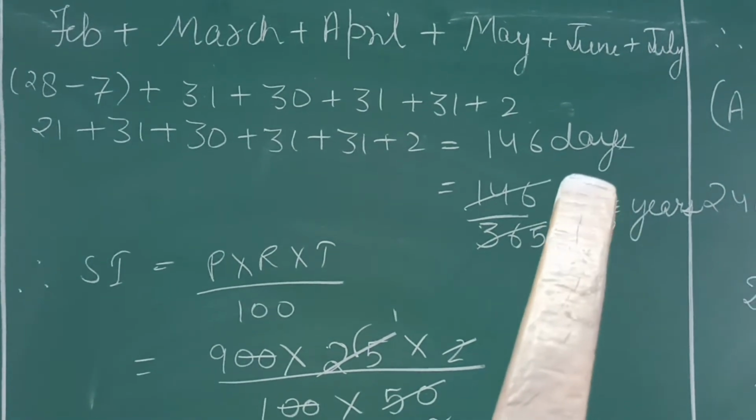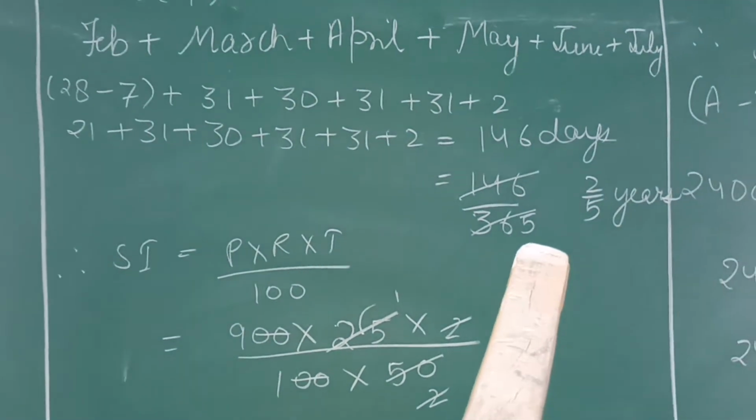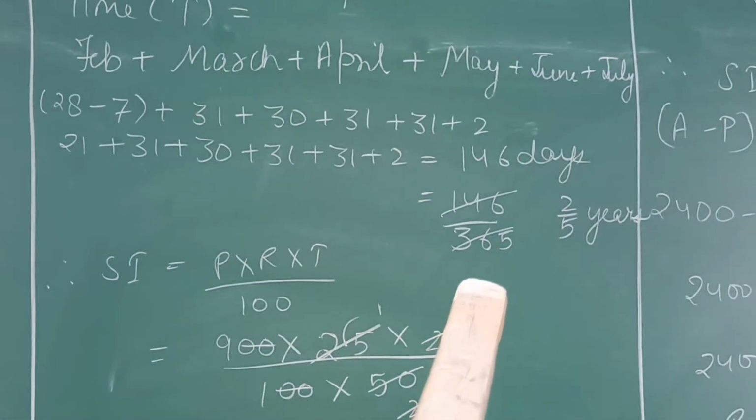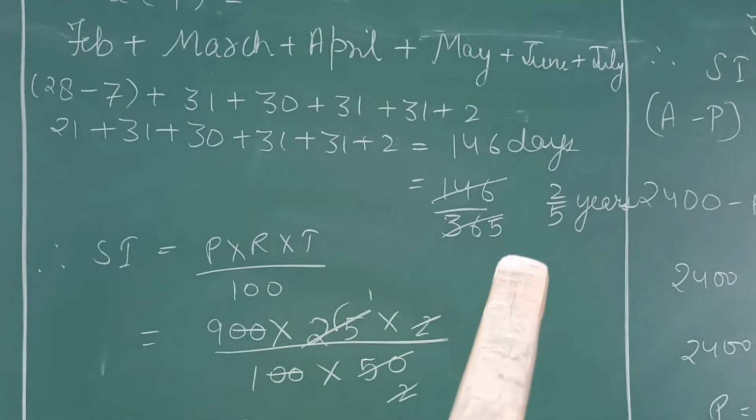146 days. It is given in days, so you will convert it into years by dividing it by 365. Both have been divided by 73. 73 twos are 146, 73 fives are 365.